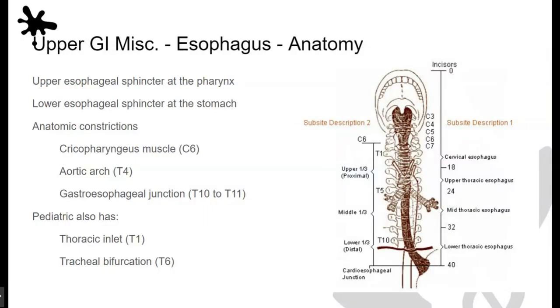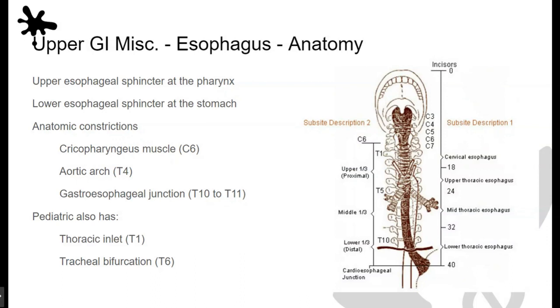So the esophagus, let's go real quick over the anatomy. You have the upper esophageal sphincter, which is at the pharynx. I'm not really sure on this diagram what the subsite descriptions were supposed to be, but you can see the pharynx goes into the esophagus, and then you have the lower esophageal sphincter at the stomach. And then in between, you have the anatomic constrictions: the cricopharyngeus muscle at C6, the aortic arch at T4, and the gastroesophageal junction at T10 to 11.